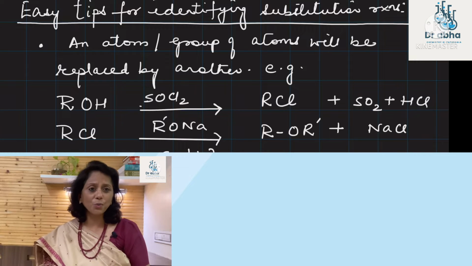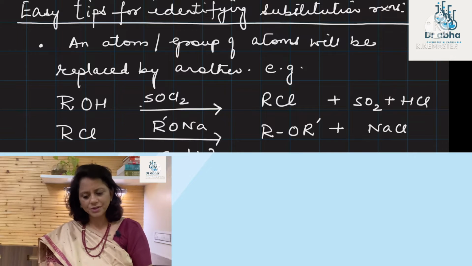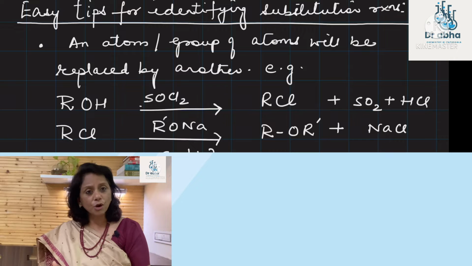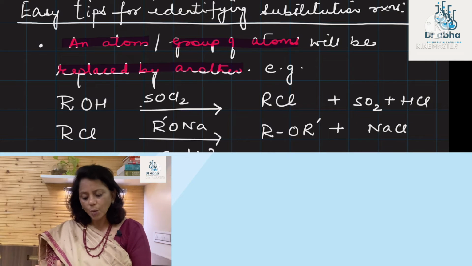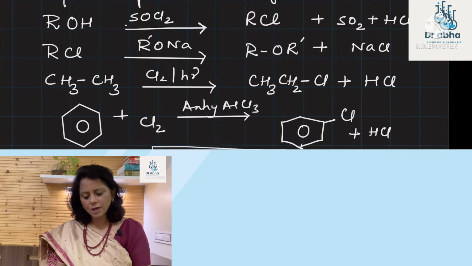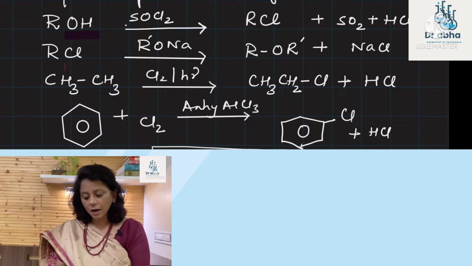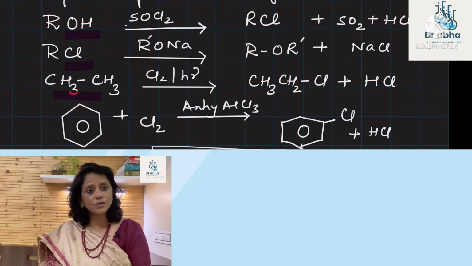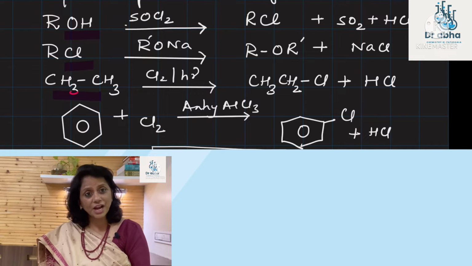Substitution reaction is quite similar to what you talk about in terms of displacement reactions in inorganic chemistry. So what we talk about here in substitution reactions of organic, the easy way to identify is, here an atom or a group of atoms will be replaced by another atom or group of atoms. For example, the most common functional groups that show substitution reactions are alcohols, halides. In fact, alkanes also undergo substitution reactions.